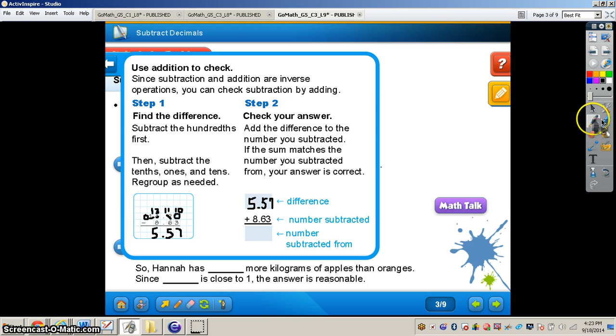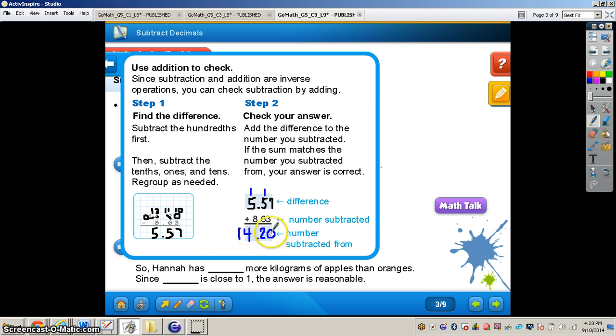Alright, so what we do now is we add this together. 7 and 3 is 10. Put my 0, carry my 1. 1 and 5 is 6, plus another 6 is 12. Put my 2 there, carry my 1. 1 and 5 is 6, plus 8 is 14, for 14 and 20 hundredths.